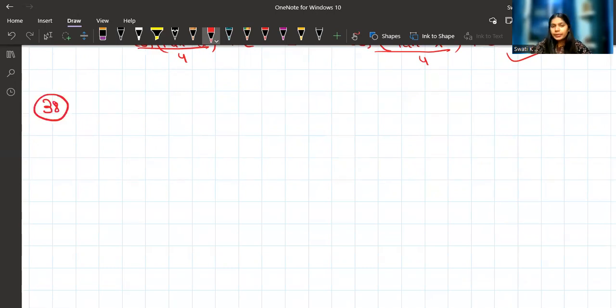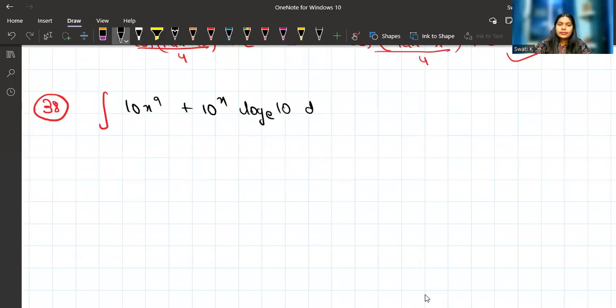So 38th question is basically a multiple choice question. So I'm just going to write down the question. If you are having your NCERT book, you can see all the options. I'm going to simplify it, and I'm going to tell you the answer. Okay. So 10x raised to 9 plus 10 raised to x log base e 10 dx upon x raised to 10 plus 10 raised to x.